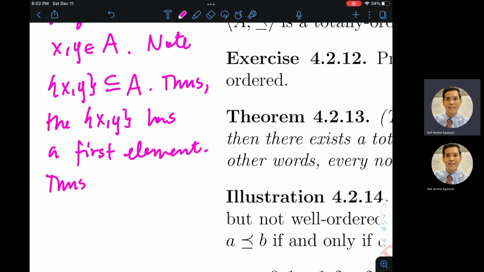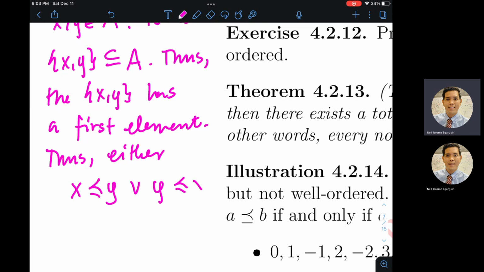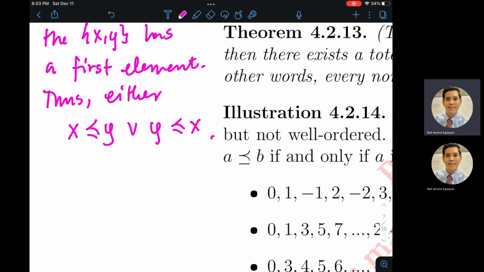So thus, we can say that either X precedes Y or Y precedes X, right? So in either case, we know which element precedes which. In other words, X and Y are comparable. Because our choice of X and Y are arbitrary, kahit ano palang dalawang elements ni capital A ay comparable dun sa well order. So this means that the set A, together with the relation, is totally ordered.